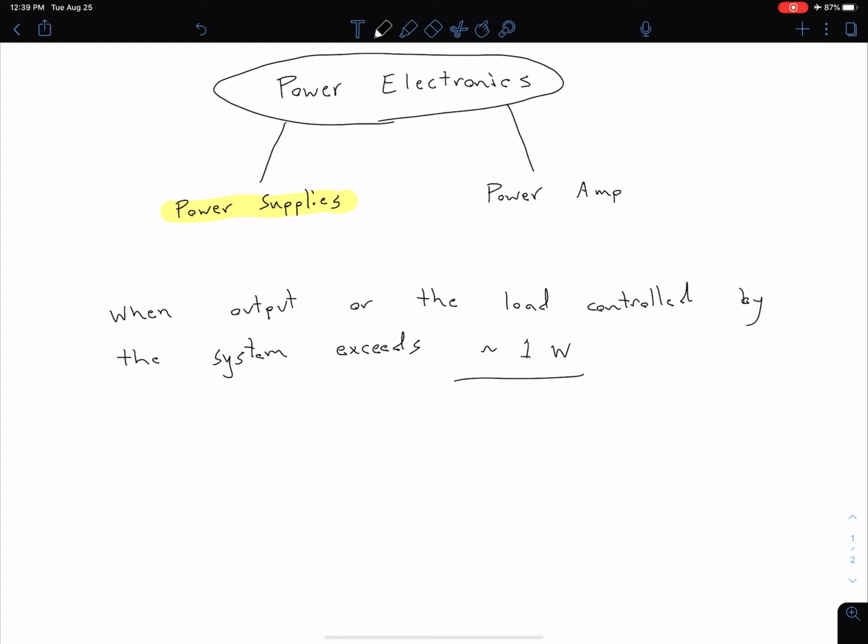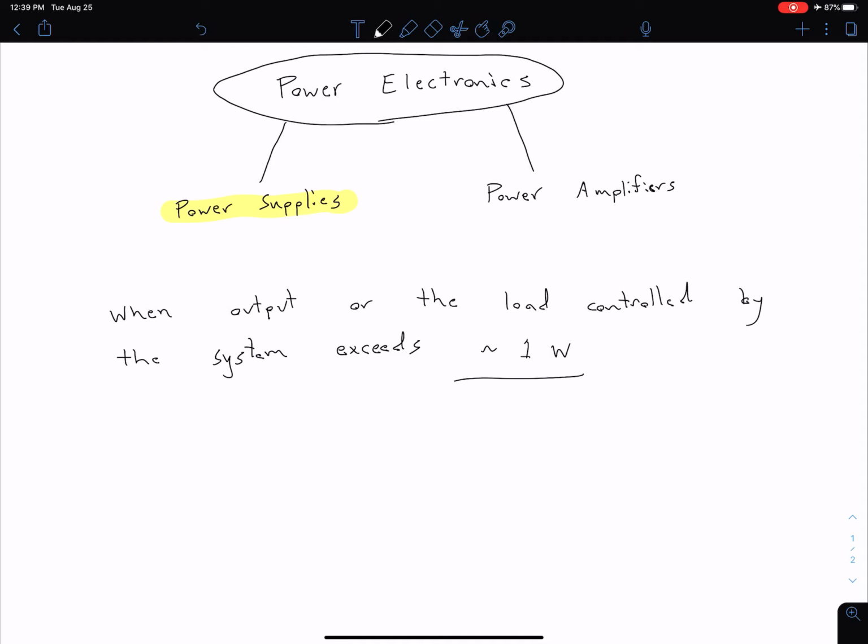Another big area that is discussed in the textbook, but we're not going to have time to get to, is power amplifiers. Essentially these are similar structures to the amplifiers that we've seen before, but if you read through, you'll see that there are some special considerations when you're dealing with higher powers. So again, in this class, we're going to be focusing more on the power supply side of things.